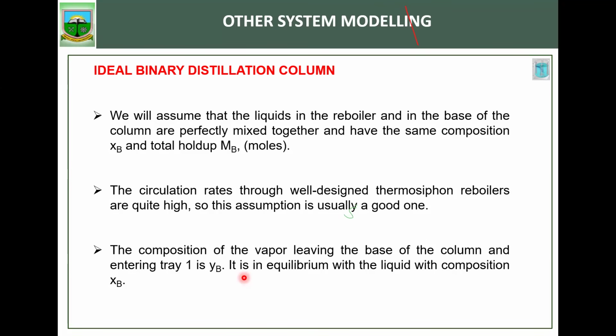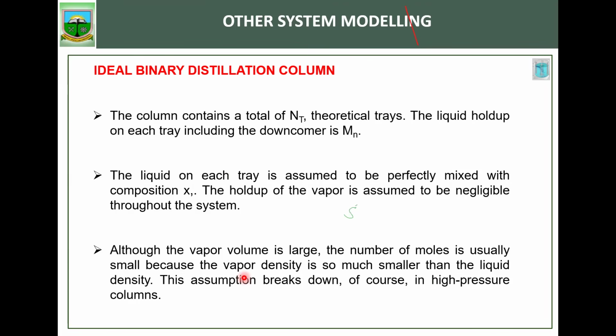Of the vapor leaving the base of the column and entering tray 1, what is it? YB. Why? Because it's going to be vapor, so it's going to be YB. And this vapor is in equilibrium with the liquid heavy composition inside the reboiler. Then we also assume that the column contains a total number of NT theoretical trays, and the liquid holdup on each tray, including the downcomer, is MN.